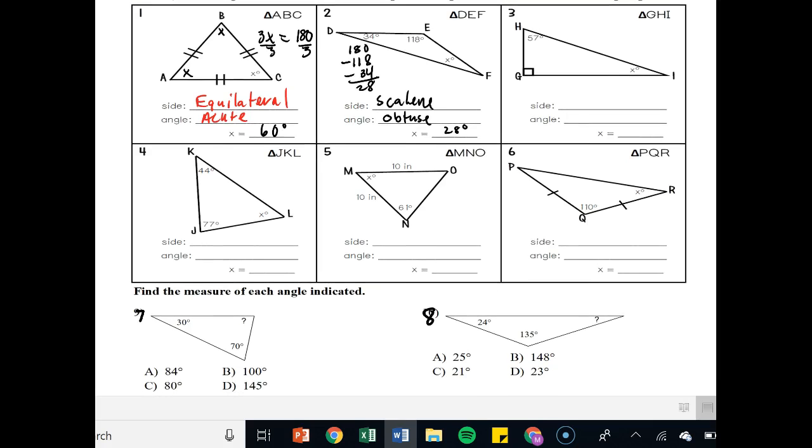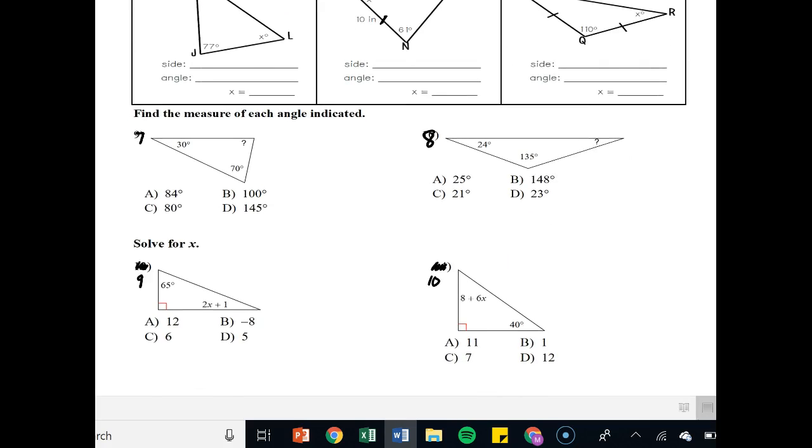On number 5, don't freak out, because if you know that this is 61 degrees and this is x, we'll take a look at its sides. This is 10 inches and this is 10 inches. So that means 2 of the sides are equal. If 2 of the sides are equal, 2 of the angles have to be equal as well. Right? 7 and 8 you should be able to do very easily on your own.